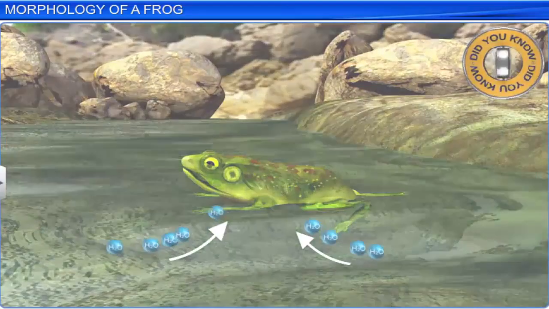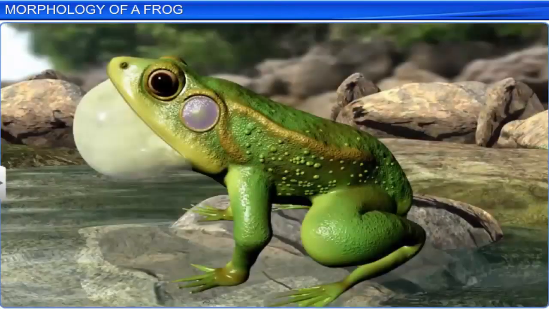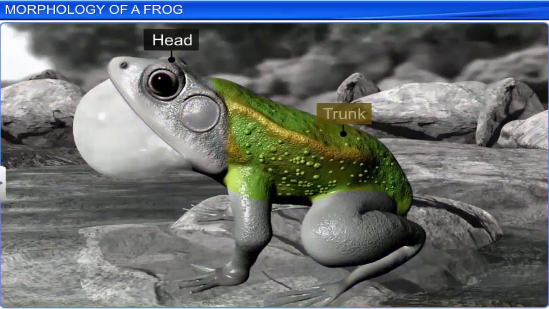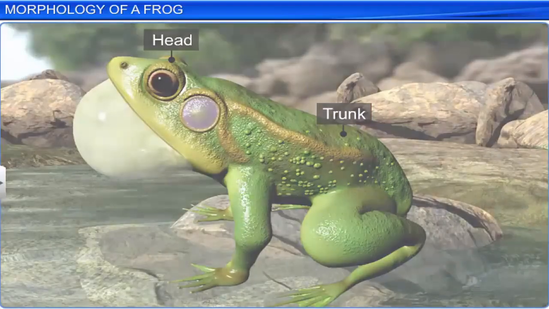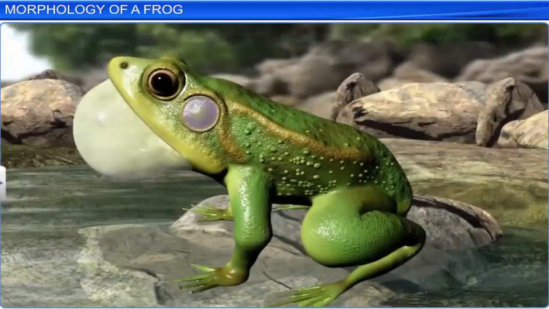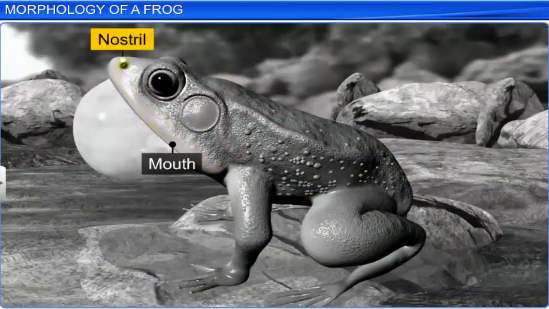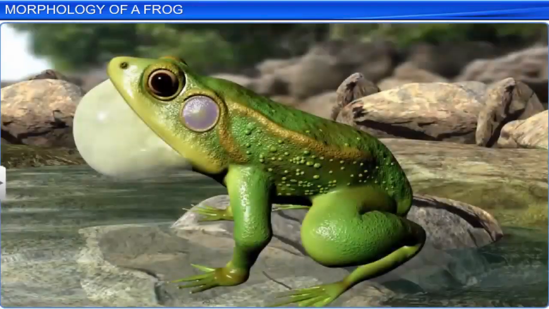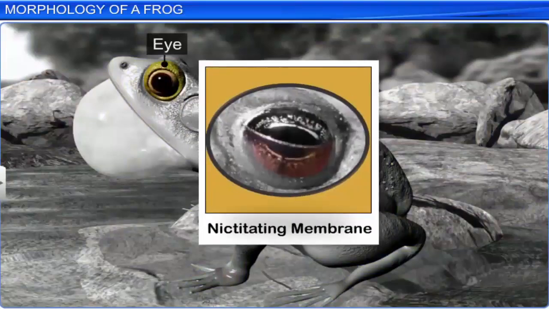The body of a frog is divided into two regions, head and trunk. There is no neck and tail. The head bears a wide semicircular mouth, above which is a pair of small nostrils. A little behind the nostrils is a pair of large bulging eyes covered by a transparent, nictitating membrane which protects the eyes while in water.